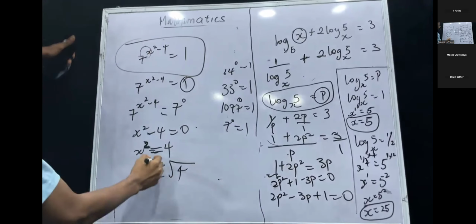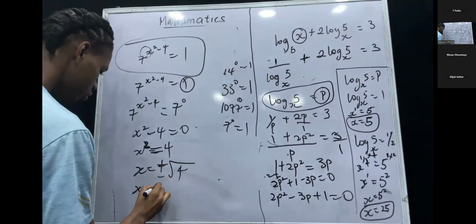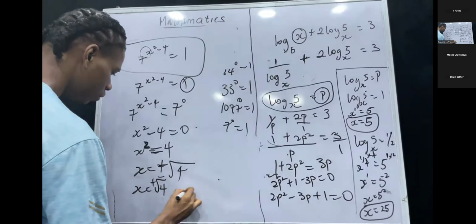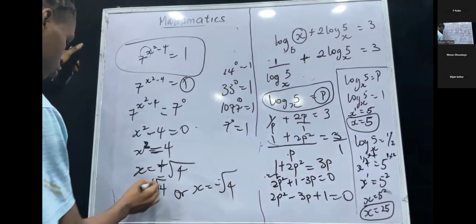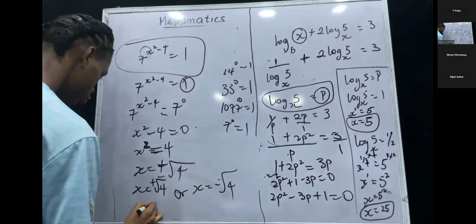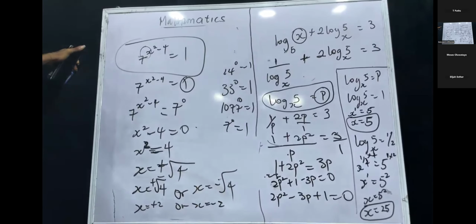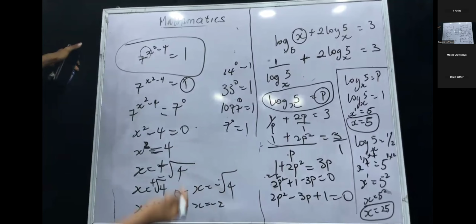Here I have plus or minus the square root of 4. So x is equal to plus the square root of 4, or x is equal to minus the square root of 4. The square root of 4 is 2. So x is equal to plus 2, or x is equal to minus 2. So I have the values of my x here as plus 2 or minus 2 for this expression.